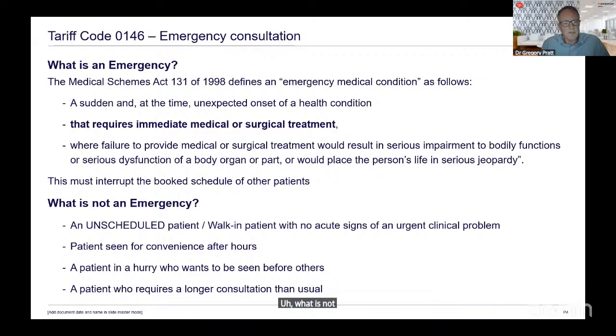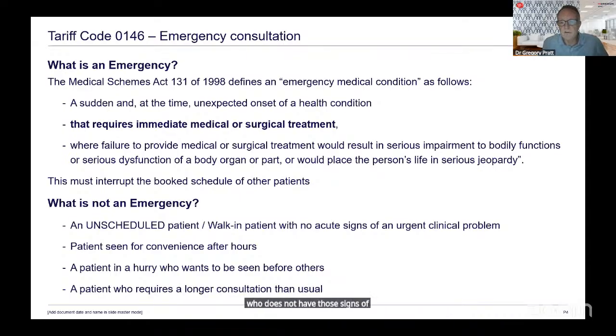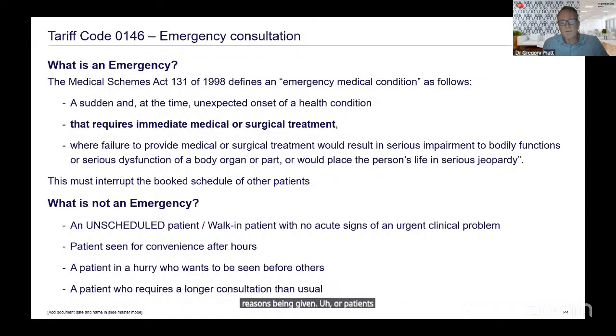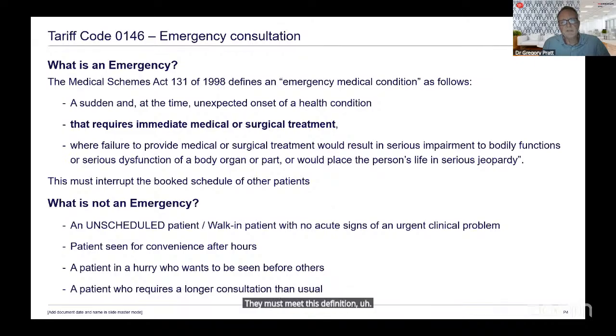What is not an emergency? We've mentioned that any unscheduled patient, a walk-in patient who does not have signs of any urgent clinical problems, or patients that are seen for convenience after hours, is not valid for this code. Patients in a hurry who want to be seen before others. We see all sorts of crazy reasons being given. Or patients who require longer consults than usual would not qualify as emergency. They must meet this definition, and that is used throughout our evaluation of emergencies.